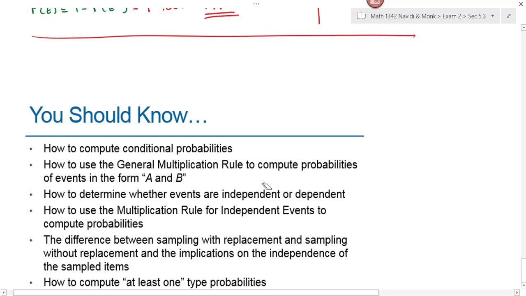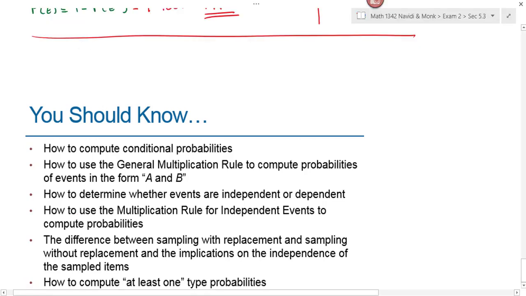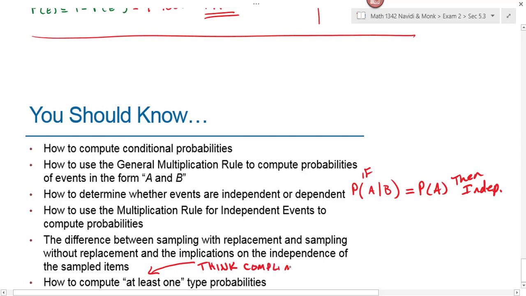So we went over several things tonight, and I'm not going to take the time to read them all, but I do want to point out a couple of things rather quickly. The easy way to determine whether events are independent or dependent is to check the conditional probability and see if knowing that condition changes the probability of the first thing. If this happens, then we have independence. And also, if you see the words at least one, I want you to think complement. And this wraps up section 5.3.